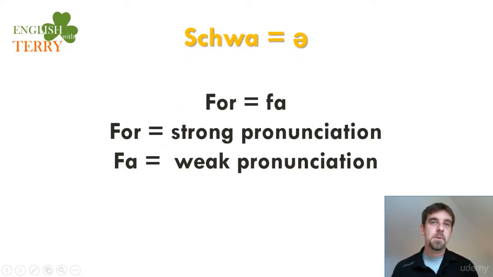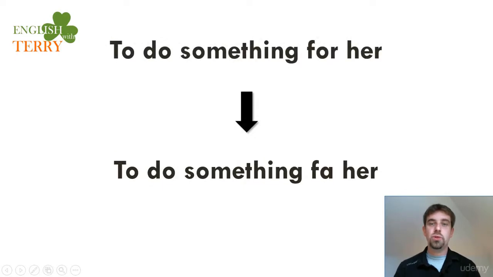So the first example, and we have seen this in the course, is about the "for" strong pronunciation and the "fer" weak pronunciation when we speak quickly. So to do something for her, to do something for her. All right, it's very subtle. To do something for her, not always for her, but when we speak very quickly.